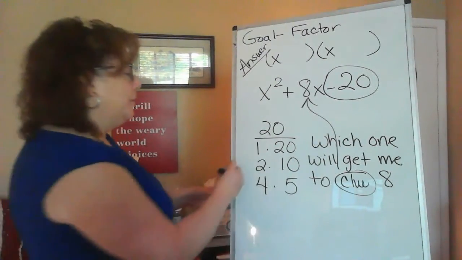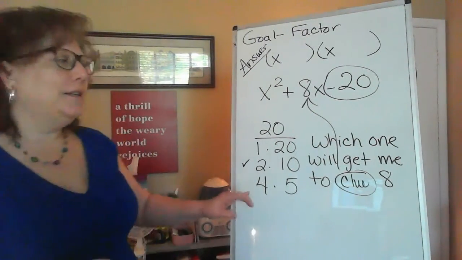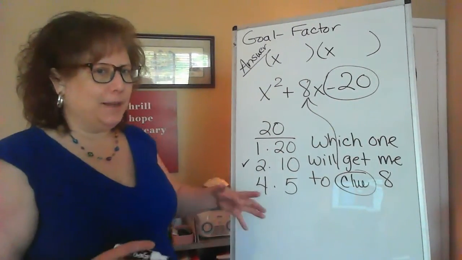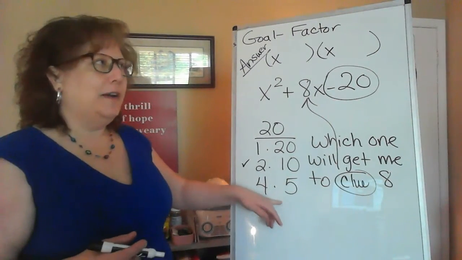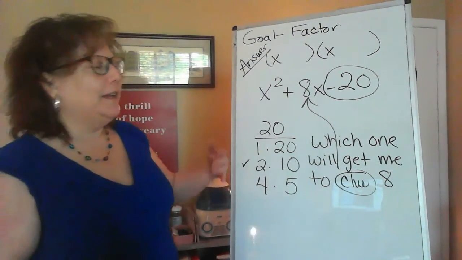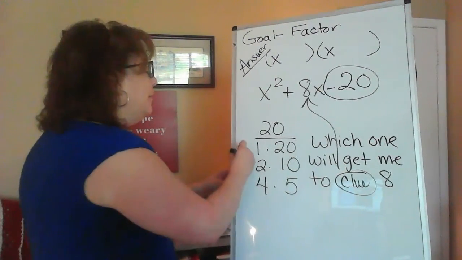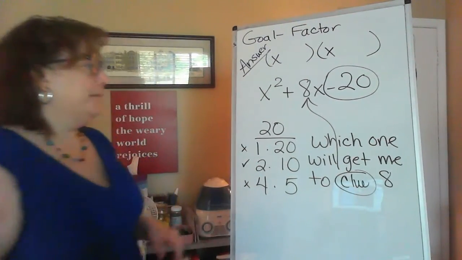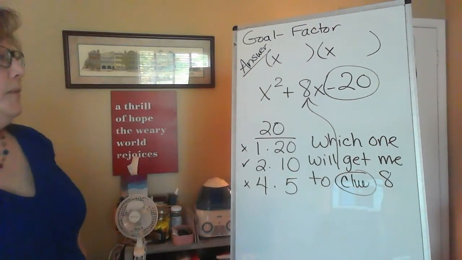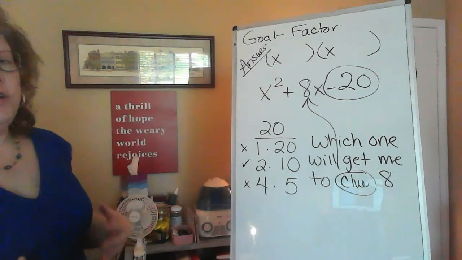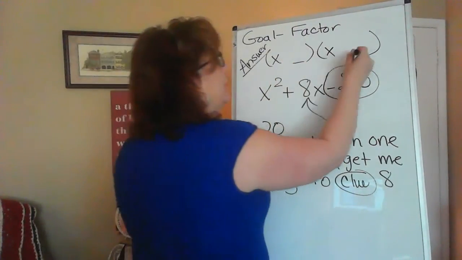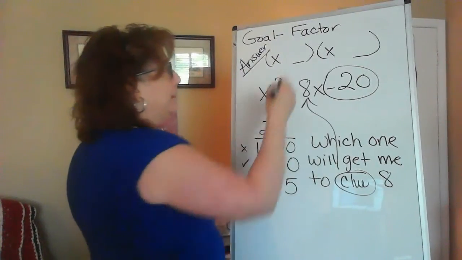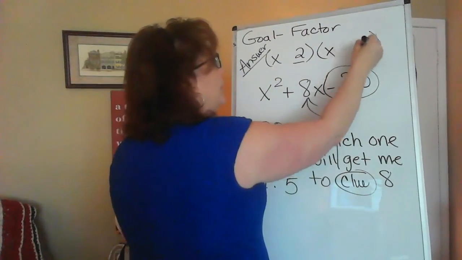This one could work. Now I suggest that you try all of them just to make sure you don't have a couple options. 4 and 5. Well, if I subtract, I get 1. If I add, I get 9. So neither of these will work. So I'm left with the 2 and 10. So I know that my 2 and my 10 are the numbers that are going to go here and here. I don't necessarily know the order, so I'm just going to put them in.